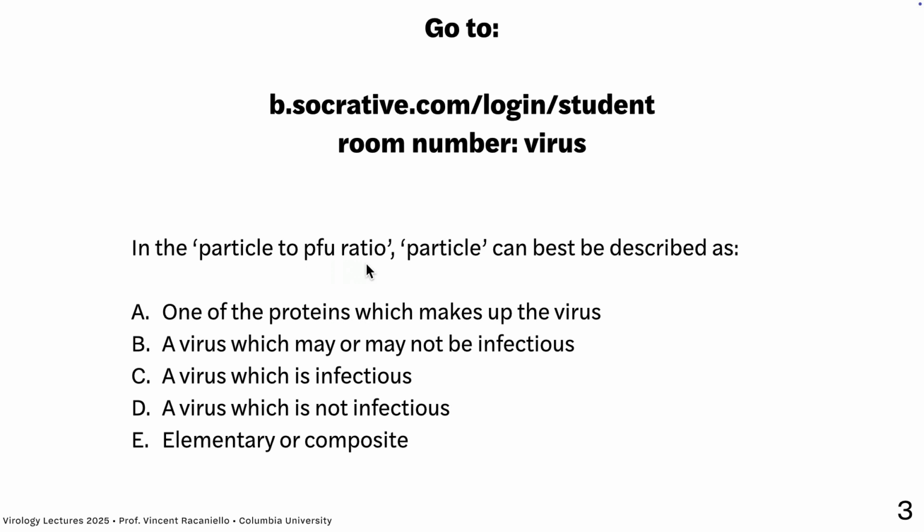Okay, in the particle to PFU ratio, particle can best be described as: one of the proteins which makes up the virus, a virus which may or may not be infectious, a virus which is infectious, a virus which is not infectious, elementary or composite. The particle to PFU ratio. So remember, the particle is everything, in the PFU or the plaque forming unit. So the answer is B, a virus which may or may not be infectious.